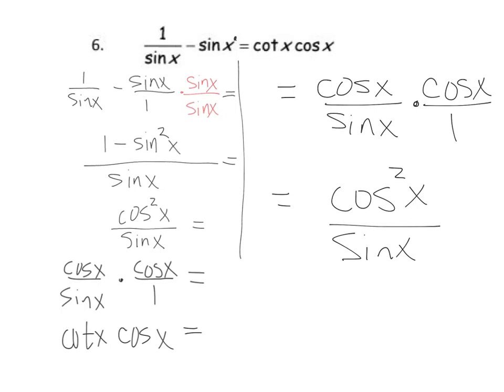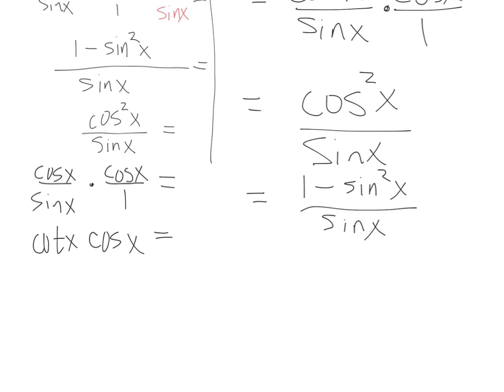And now some insight would tell you, obviously, if you're doing this problem and you don't have the left-hand side in front of you, I look at cosine squared and I go, okay, well, cosine squared I can turn into 1 minus sine squared. I'll just give it a try. And look at this, 1 minus sine squared over sine x breaks this up into two terms. And now I can break this up into 1 over sine x minus sine squared x over sine x.